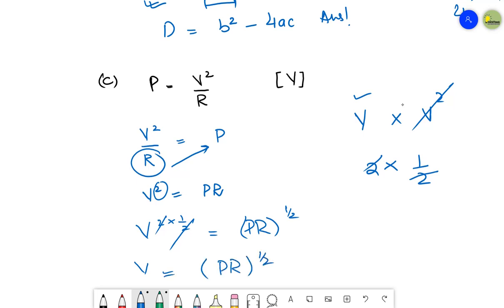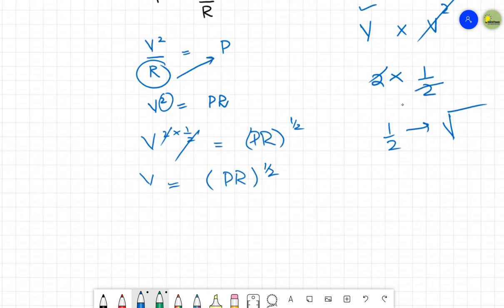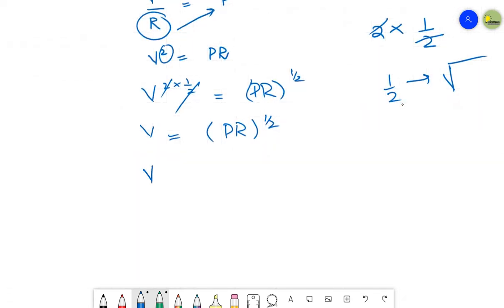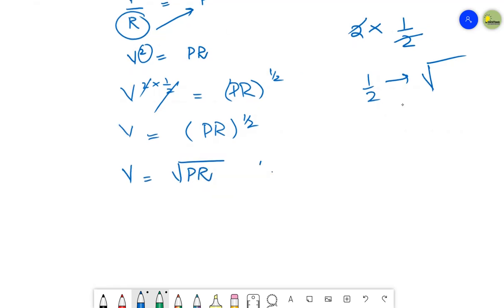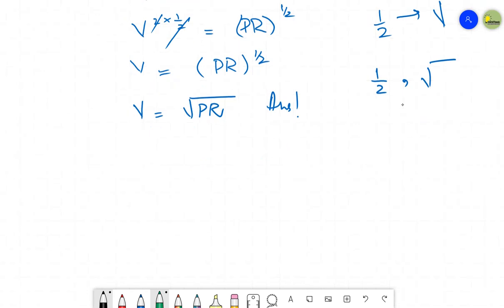And we know that 1 upon 2 corresponds to square root. Whenever anything has a power 1 upon 2, you can write it inside the square root. So you can write under root PR, right? This is going to be your answer. It is the same. Either you write power 1 upon 2 or you write the value under square root. Both are the same. Okay, let me do part D for you.